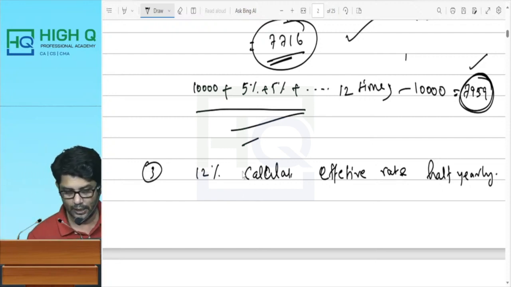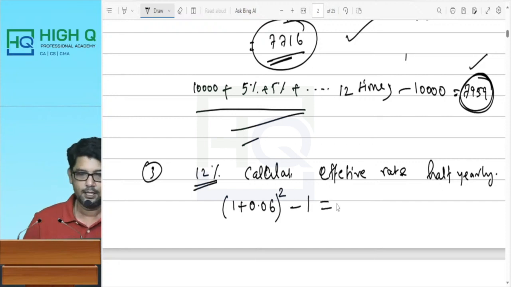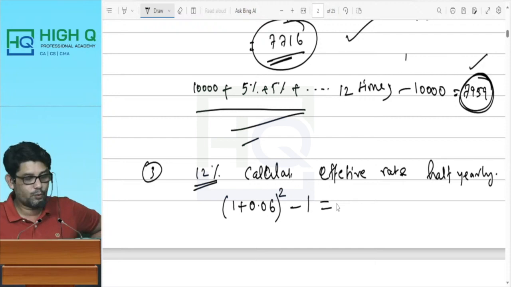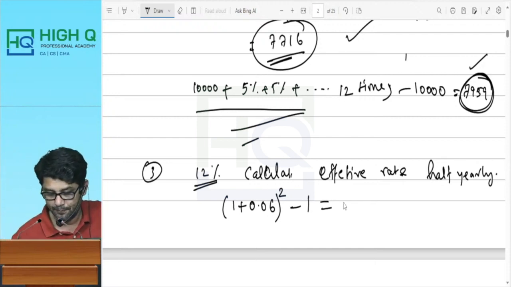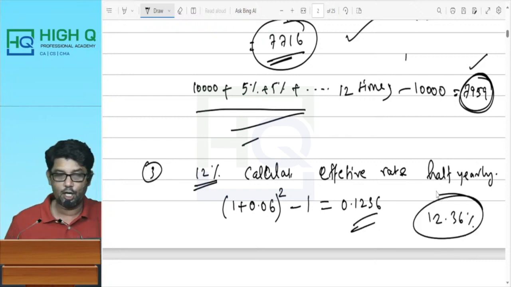Sir, we'll be using the formula (1 + i) with i = 12 by 2 = 0.06, the whole square, minus 1. Tell me, my dear, what is it? 1 plus 0.06 the whole square minus 1. What exactly are you getting? 0.1236. Is that right? Then you will multiply it by 100, which is 12.36 percent. Is that clear, all of you?